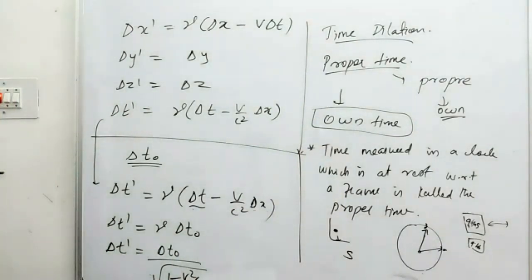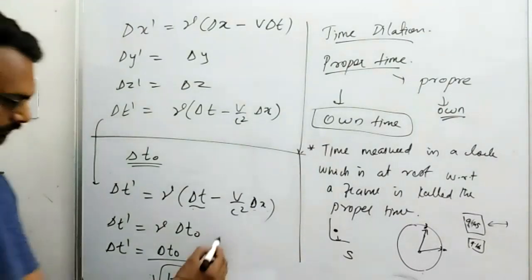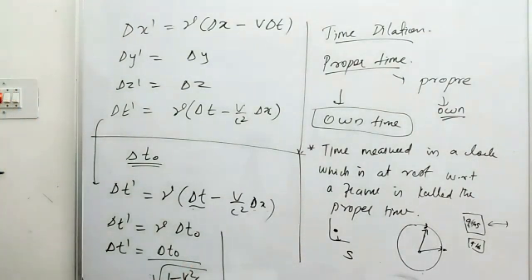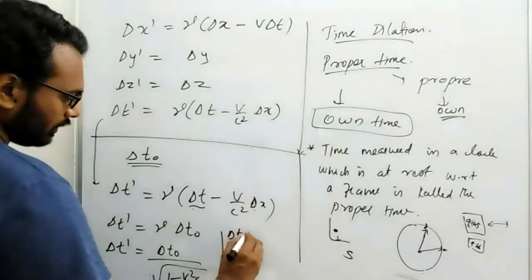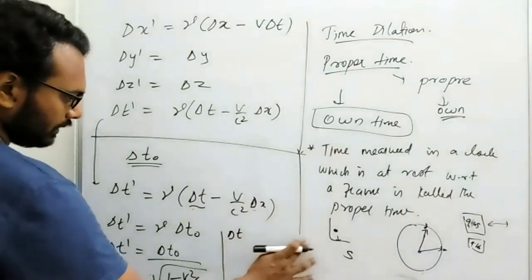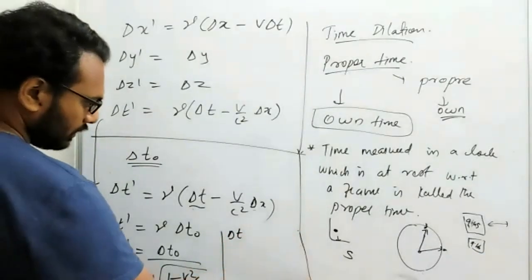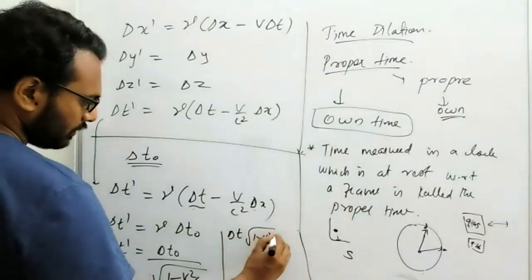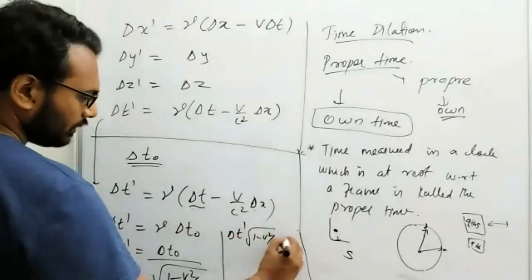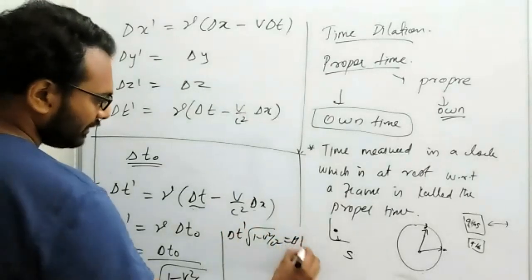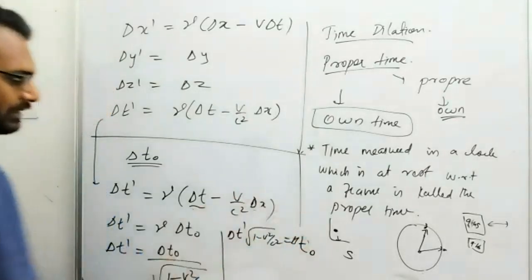Now, which one is greater here, delta T prime or delta T0? Is that true? Gamma less than 1? This is a bit confusing. What happens if you look at it like that?